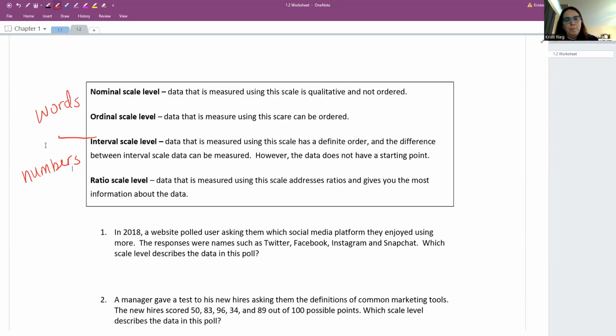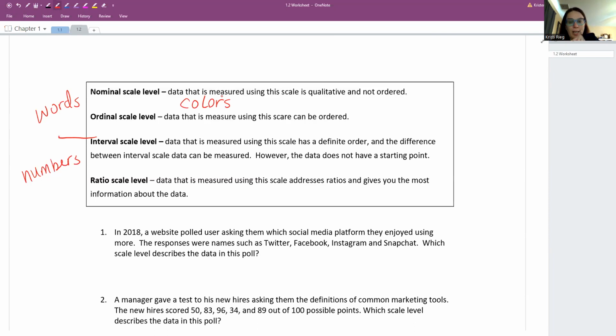So for example, when you were in kindergarten, perhaps your teacher assigned you to a group based off of colors, and they would say, the purple group goes over here, and the orange group goes over here. What does that mean? Maybe that teacher had a plan, but in the regular world, purple does not mean better than orange. It doesn't mean worse than orange. There's no way to order those. They're just colors. So that's a nominal scale. It's using words that cannot be ordered.